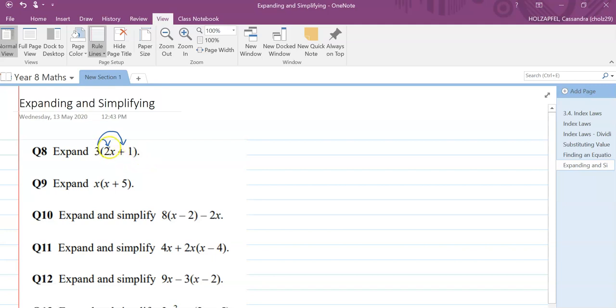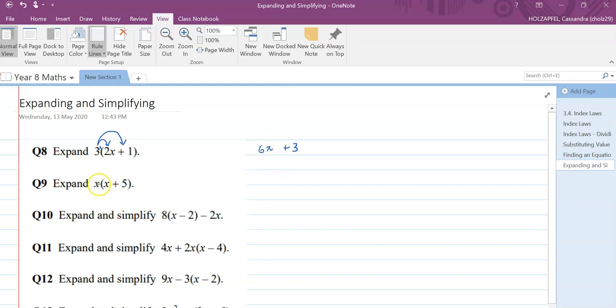I also call this the crab claw law because this is starting to look like the top of a crab claw. And all we're going to do when it's in brackets like this, there's this sneaky hidden multiplication sign that we don't normally write out. So we're going to go 3 times by the first term plus 3 times by the second term. So this is going to become 6x plus 3.